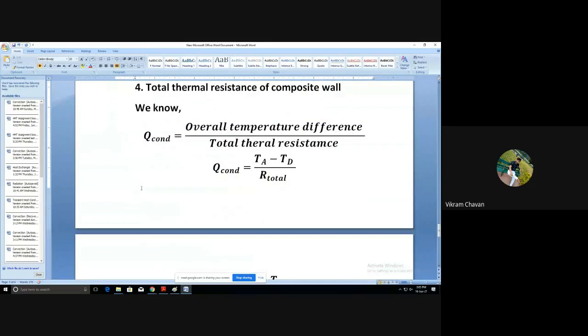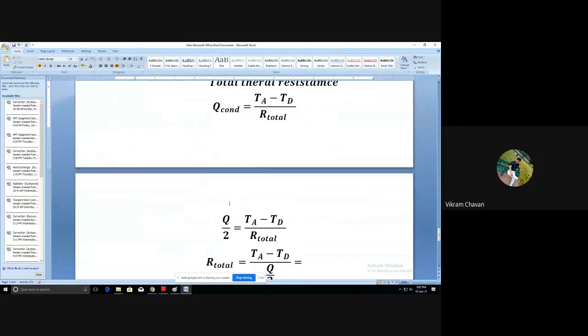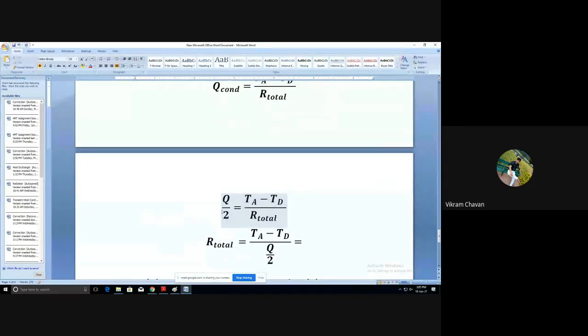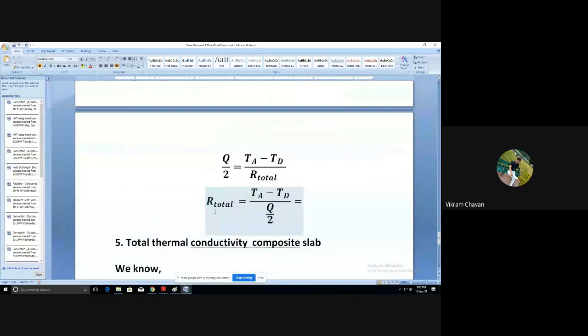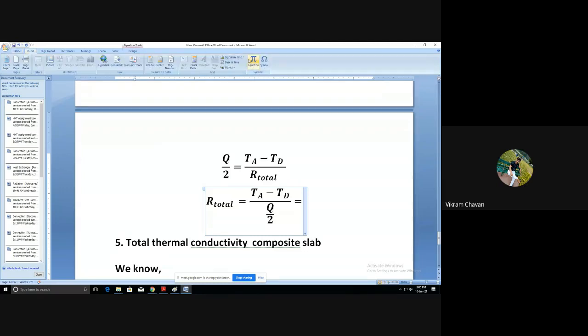We know that Q conduction is equal to Ta minus Td divided by R total. In our case, we have considered Q by 2. So R total is equal to Ta minus Td divided by Q by 2, that is nothing but overall temperature difference divided by heat input to that particular slab. For one slab, heat input is Q by 2, so we have to take Q by 2 as the heat input for the slab.